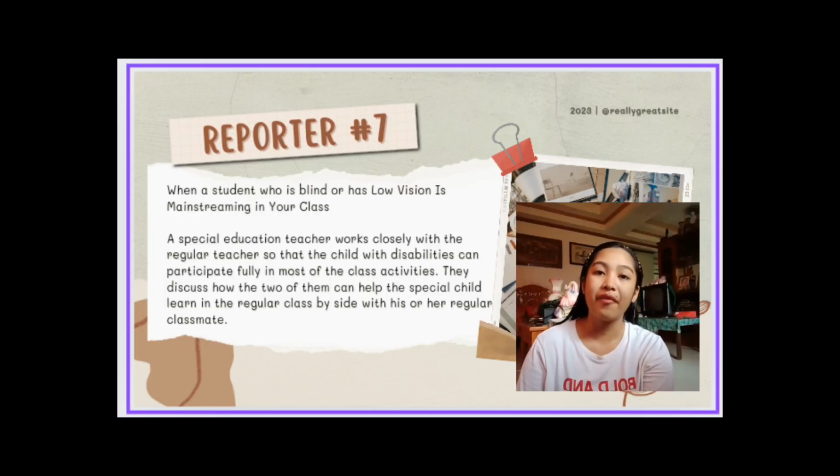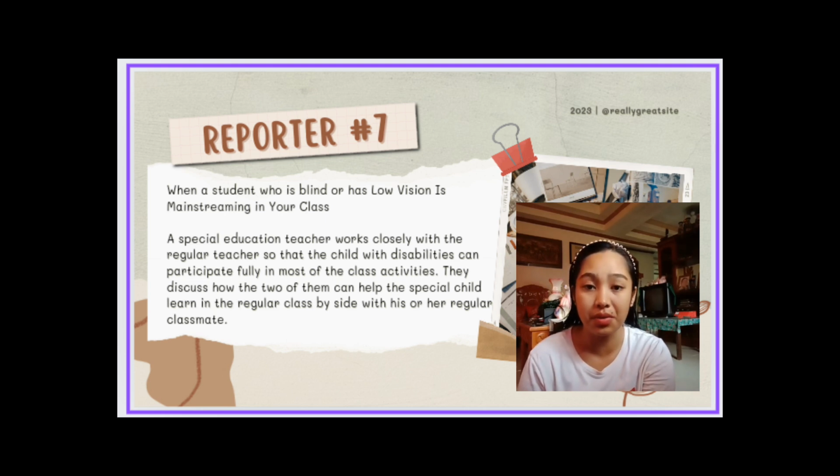Good day everyone, I am the last reporter of this topic. So, when a student who is blind or low vision is mainstreamed in your class, a special education teacher works closely with a regular teacher so that the child with disability can participate fully in most of the class activities. They discuss how the two of them can help the special child learn in the regular class side by side with his or her classmates.